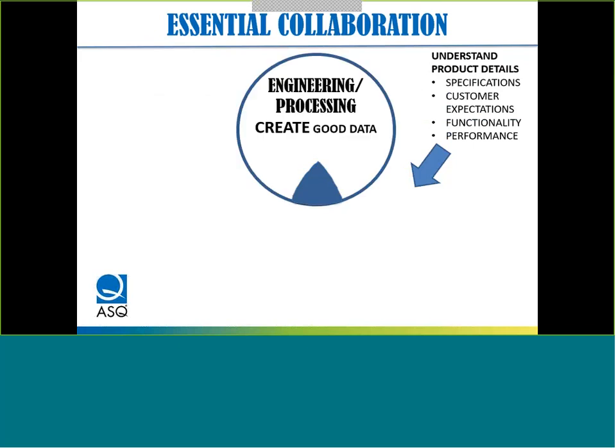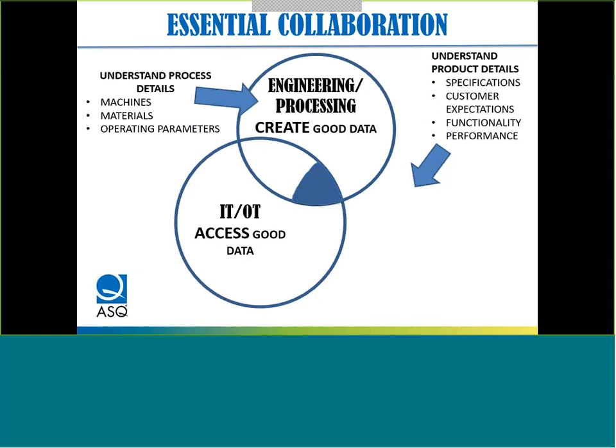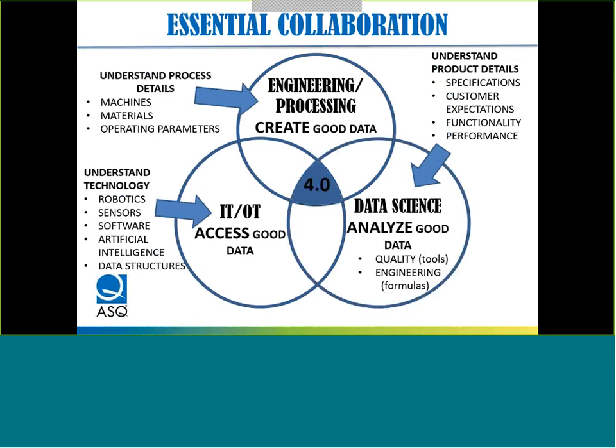One of the key things to look at here is collaboration. Processes and engineers create good data. Machines, materials, operating parameters, information technology, operational technology, IT being the administrative side and sometimes the only one in a company. But if you're big enough, you have OT, where you have actually a computer group that works with your robotics. They have access to the data. So you have it created, you have a group that can access it. Now you need a group to analyze it. And this is where the quality people come in, is in the analysis. But you can't do analysis if you don't have good data created and have good access to that data.